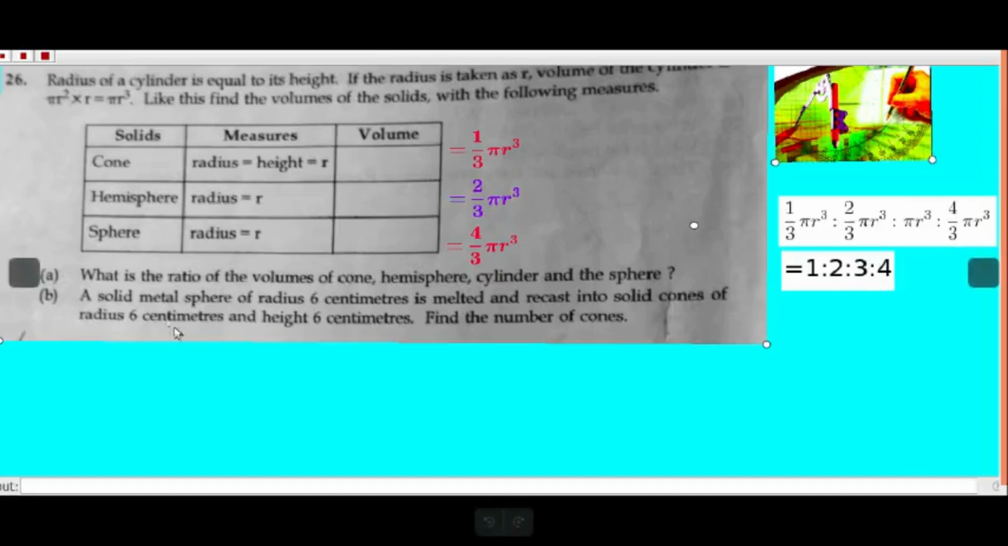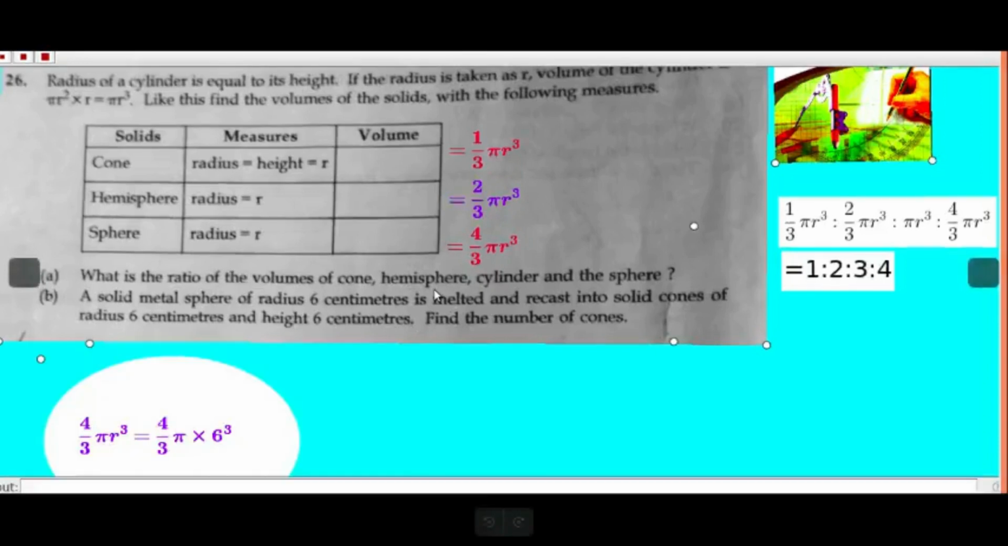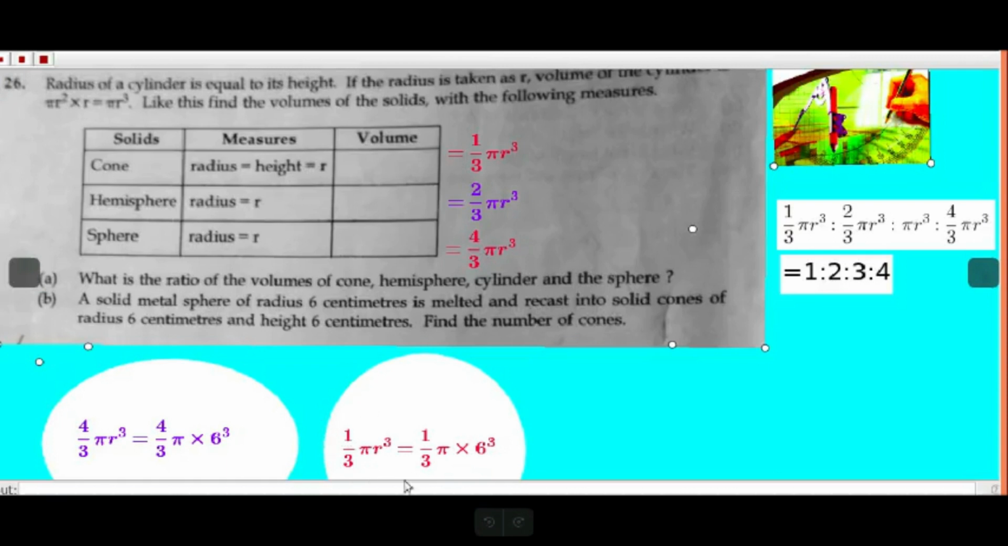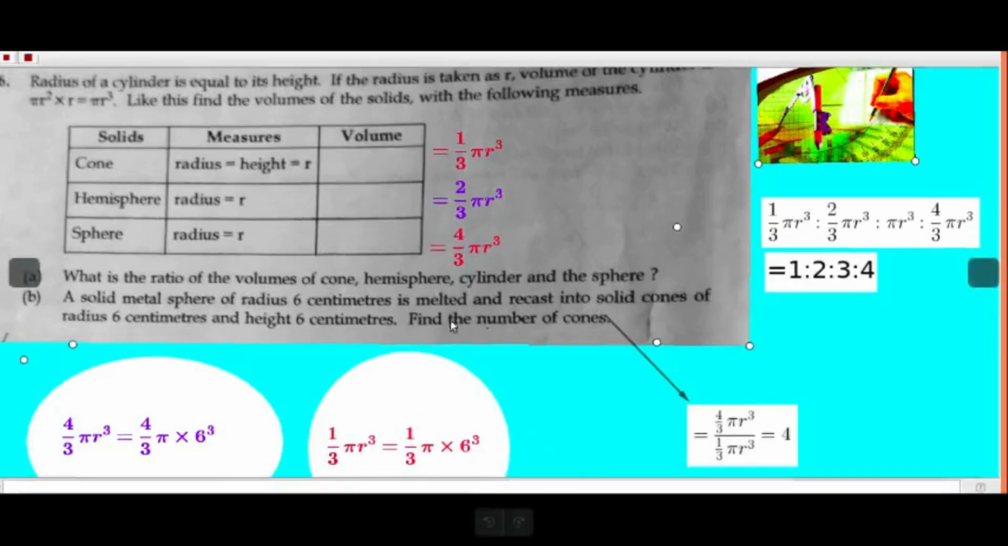Second question. A solid metal sphere of radius 6 cm is melted and recast into solid cones of radius 6 cm and height 6 cm. Find the number of cones. The volume of the sphere is equal to 4 by 3 pi r cube. That is equal to 4 by 3 pi into 6 cube. So volume of the solid cone is equal to 1 by 3 pi r cube, that is 1 by 3 into 6 cube. Now we have to find out the number of cones.